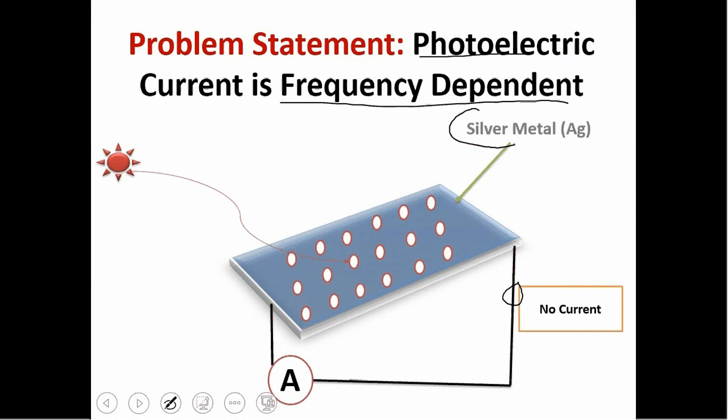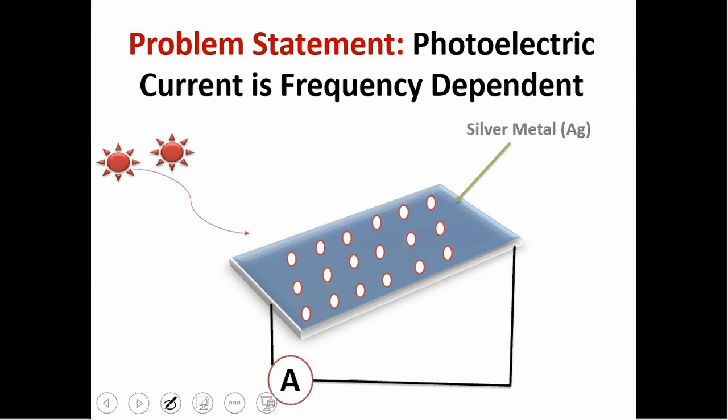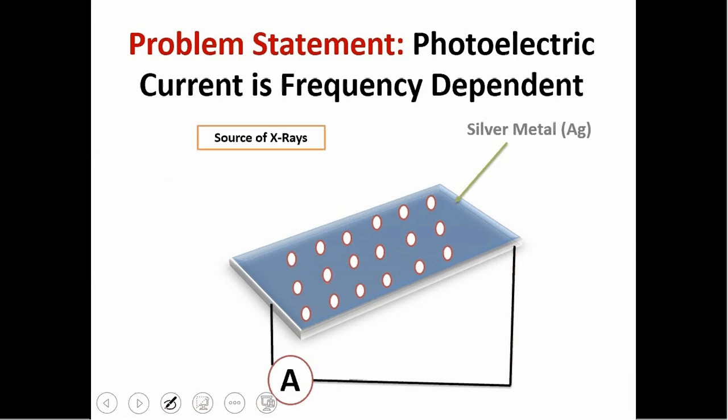We think that probably the reason for not having the current is that the intensity is very low. So why not increase the intensity? And when we increase the intensity, even double it, again there is no current. Even if we increase it more and add another source, we still don't get a current. And we think further and say, why not change the frequency of these electromagnetic radiations? We bring in a source of X-rays, and when we shine it on the metal surface, which is made of silver, what we get is the current.